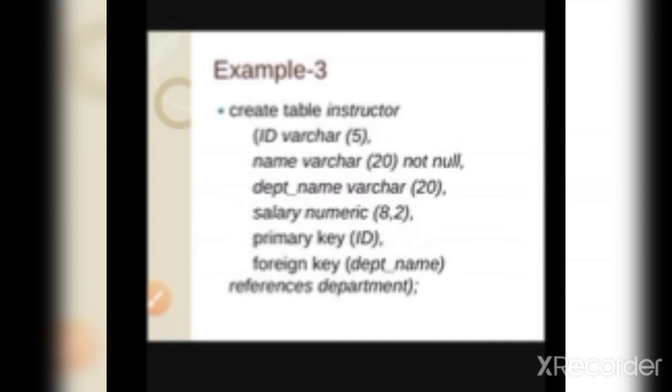But here we have already set primary key is id, right? So in the case of a primary key we know it should be not null as well as unique. So we have already set the value id as a primary key. So there is no need to specify not null here in the case of id.